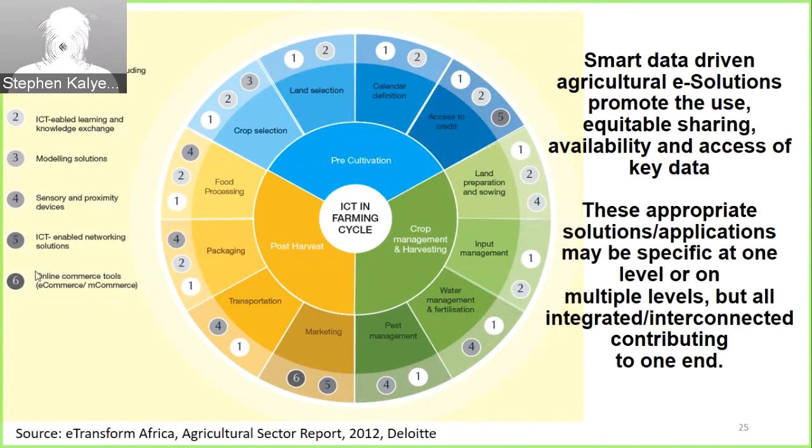Okay, 6 and 5, we need to have ICT-enabled networking solutions. The online commerce tools, whereby one logs into the website and finds out the information they need to know about the highly performing markets. Okay, when it comes to packaging, packaging comes with the best practices for branding. If you're packaging something, not all units are packaged in the same way. Different units are packaged differently. So these solutions may be specific at one level or on multiple levels, but all integrated or interconnecting towards contributing to the common benefit.